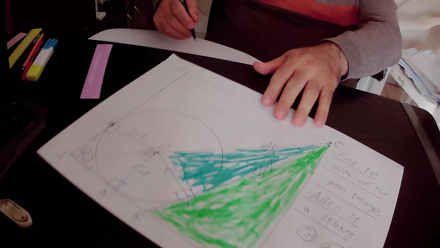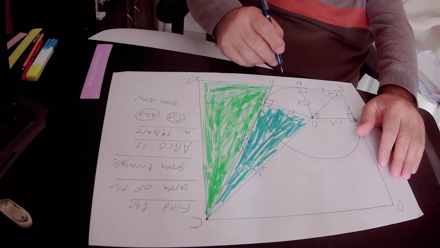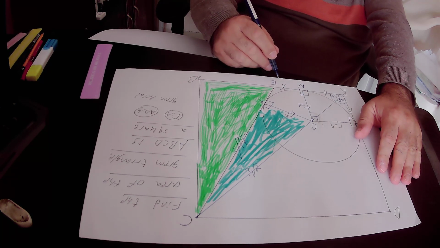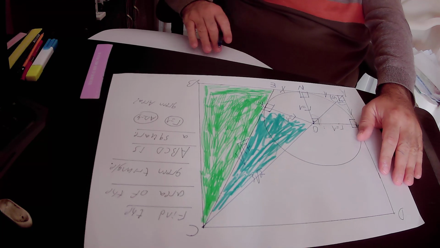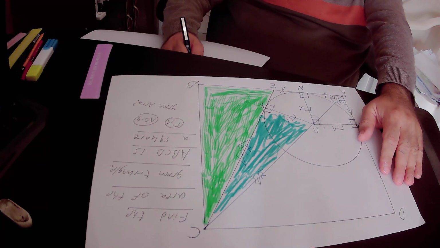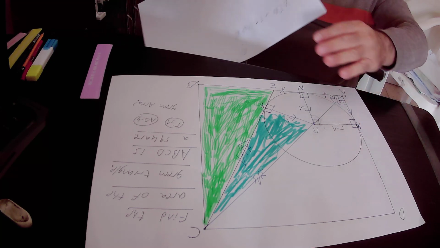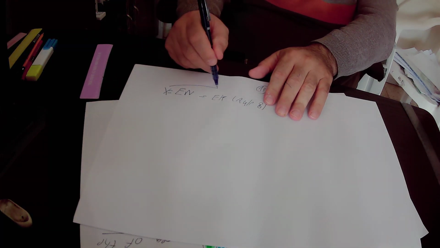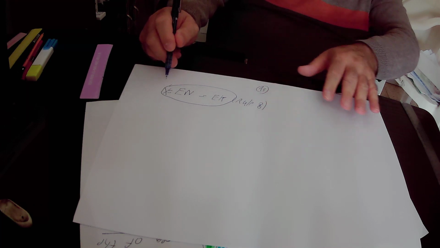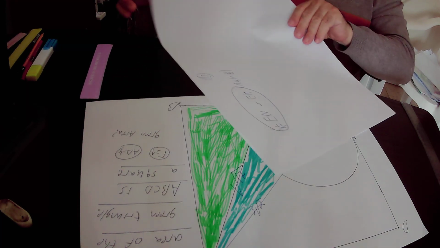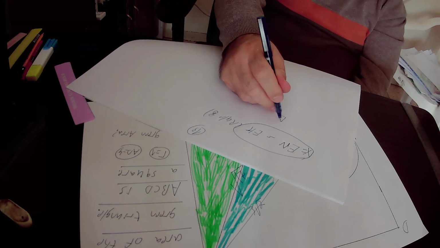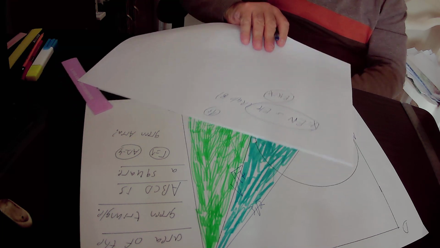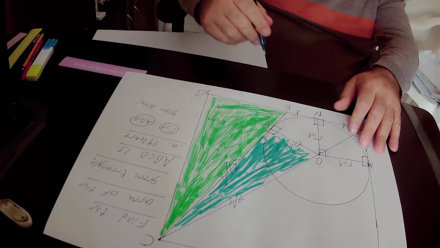And if we define EN as x, or NE as x, that is to say, NE equals x units in its length, so EN equals x. If we define EN equals x, then from this equality we will conclude that EK also equals x. So we can write here that EK also equals x.